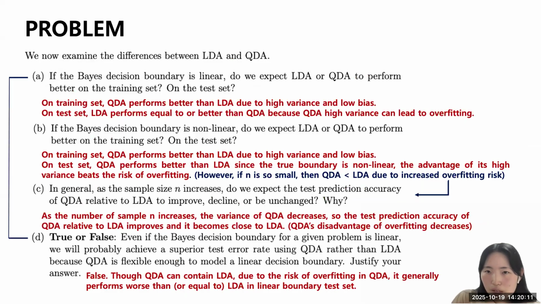To conclude, QDA performs better when the true decision boundary is nonlinear or when we have enough data, because its flexibility can reduce bias. However, when the true boundary is linear or the sample size is small, LDA tends to perform better due to its lower variance and higher stability. So this entire comparison between LDA and QDA clearly reflects the bias-variance trade-off. LDA has higher bias but lower variance, but QDA has lower bias but higher variance. Therefore, the optimal choice depends on the boundary shape and the amount of data available.